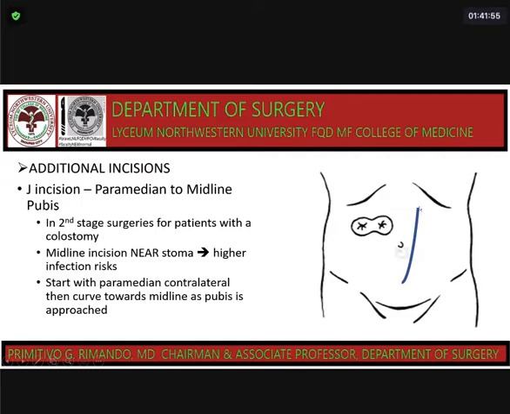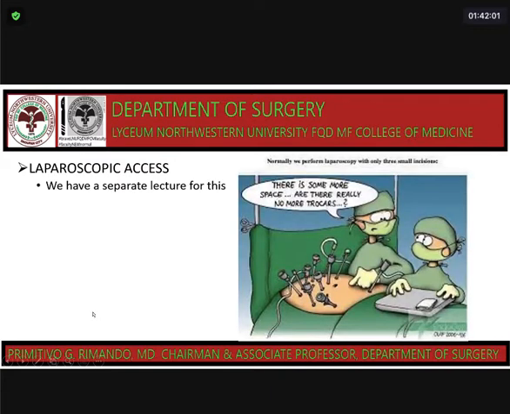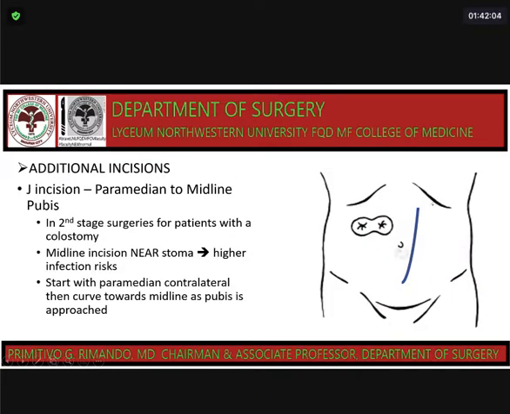This is a J incision. Initially it's straight, and then as it approaches the pubic tubercle, it goes midline. This is a very special incision, specially indicated for pediatric patients. Here, a pediatric patient with a colostomy. We do not want to do a midline incision in a pediatric patient. We said that is not the best incision for a pediatric patient, and also a midline incision would be very near the colostomy.